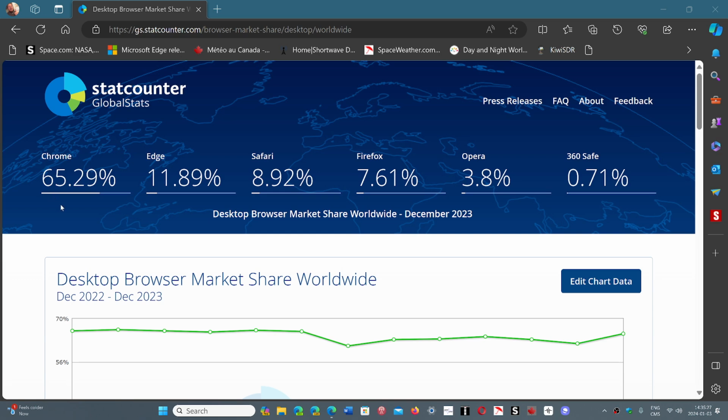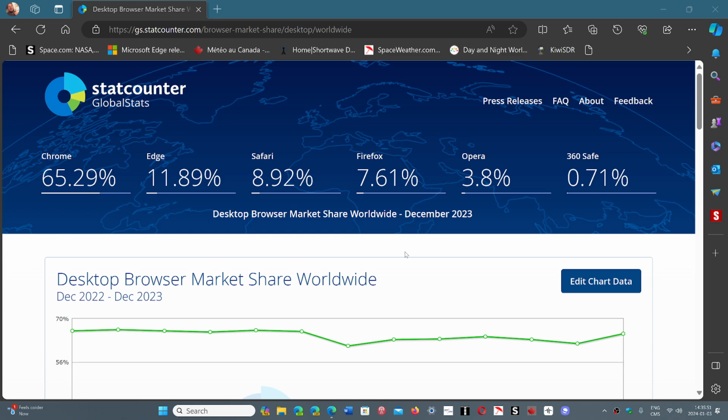I mean, Chrome is dominant. Edge, almost at 12%, not really moving much. It's not really gaining that much. Safari at 9%, but that's Mac computers. And we have Firefox at 7.6%, which used to have a much higher market share, but unfortunately it's moved down a lot.